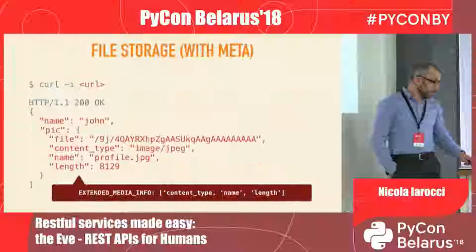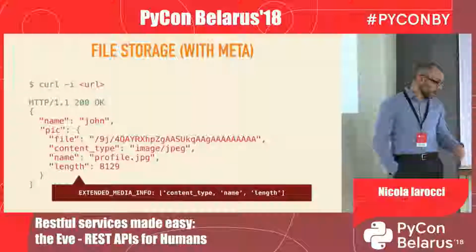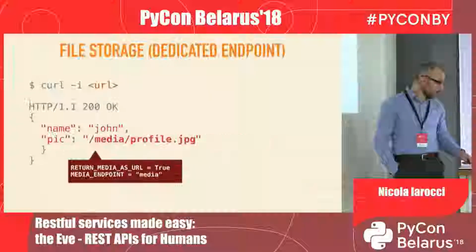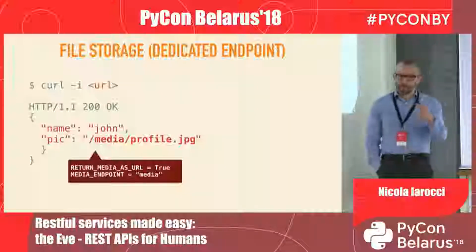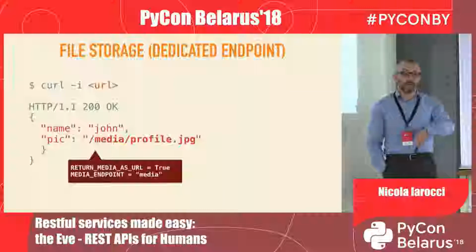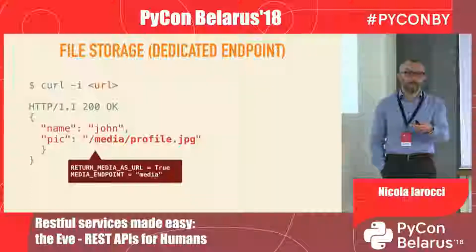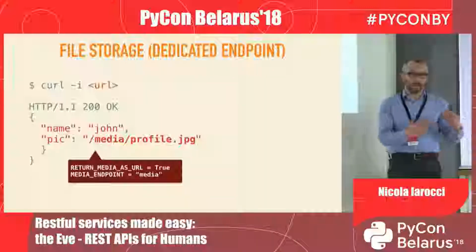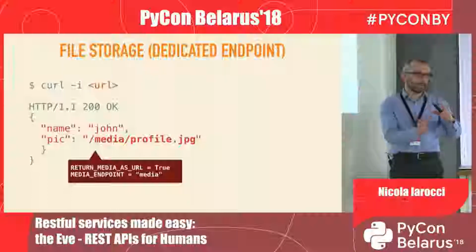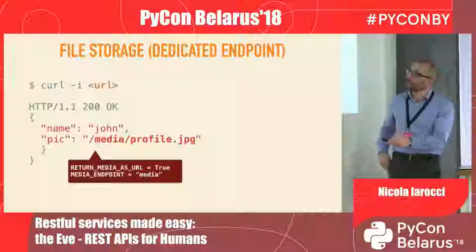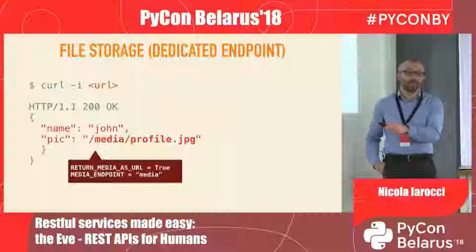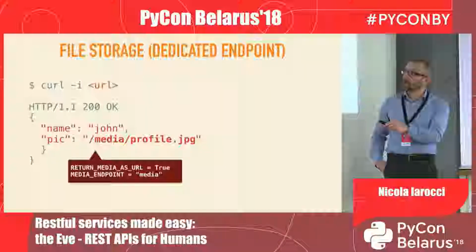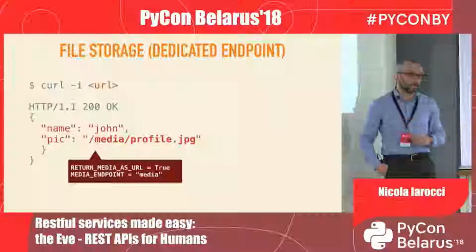And you can also opt for extended media info, which isn't very interesting, but you can also configure Eve to store the file on GridFS, and then when the clients have to download it, instead of serving the file with the main body of the document as a base64 string, you can actually tell Eve to serve it at a specific dedicated endpoint. So the client can go and download the picture directly at the dash media endpoint.